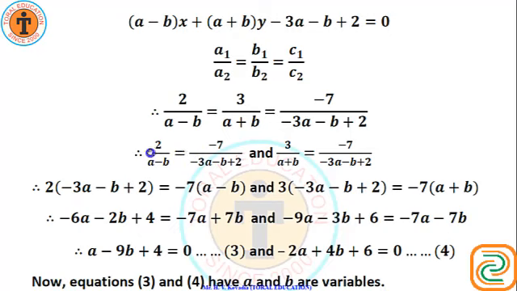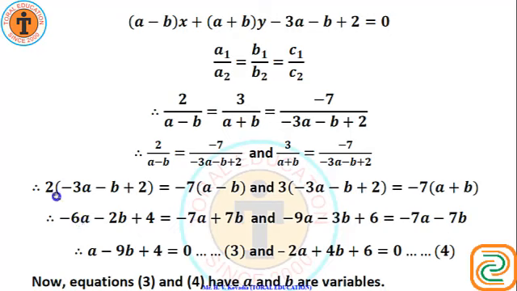Here, 2 into minus 3a minus b plus 2, minus 7 into a minus b, right? Again 3 into minus 3a minus b plus 2, and minus 7 into a plus b. Here I have multiplied with the full bracket.